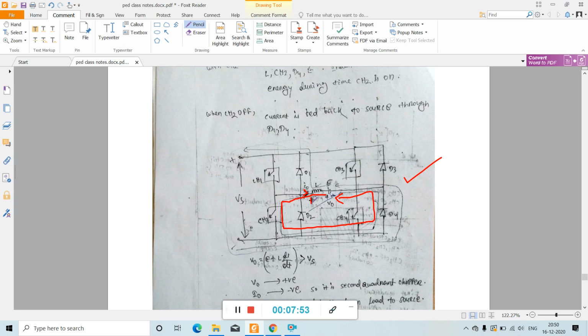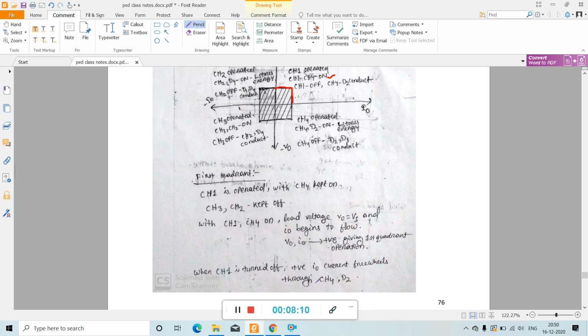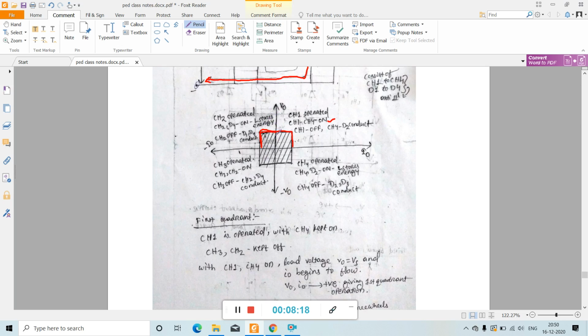Because current flows beginning from this point, this point is positive and this point is negative. Current starts from this point and enters here, so this is positive, this is negative. So here voltage polarity is positive and current polarity is negative. That's why it is in the second quadrant. This is the second quadrant: here the voltage axis is positive and the current axis is negative. So this is the second quadrant operation.